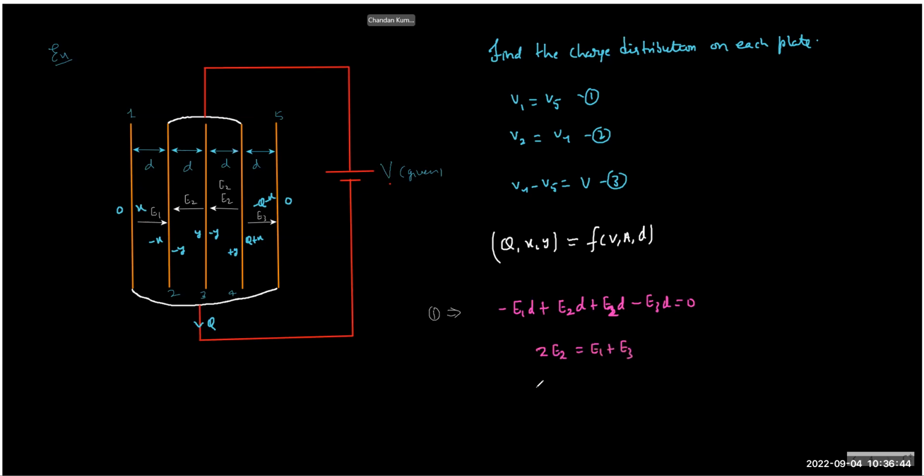Isn't it? And now let's substitute the values. What is E2, guys? Y by A epsilon naught. What is E1? X by A epsilon naught. What is E3? Q plus X by A epsilon naught. So 2y equals 2x plus q, right? So I can write y minus x equals q by 2. Just call it equation number 4.